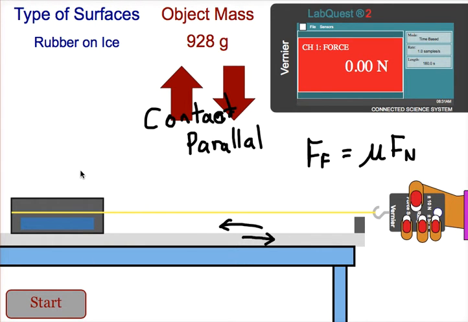Remember that just because you have a force normal does not mean that you have a force of friction. So before we actually start pulling the box across the table, there is no frictional force present.